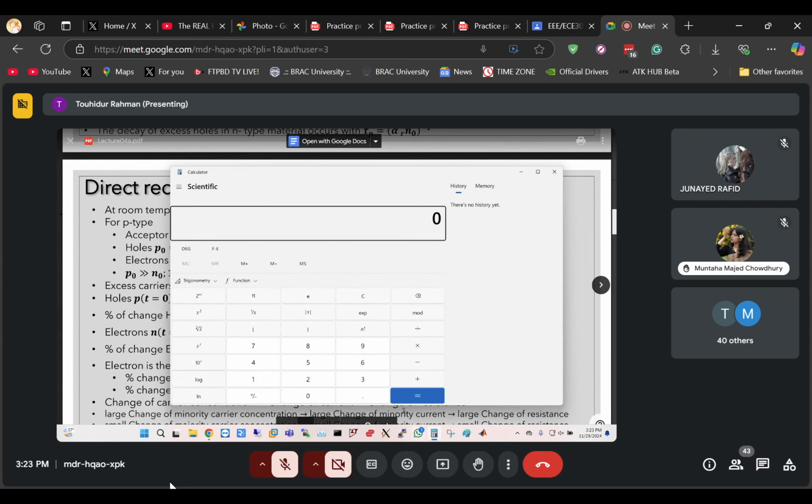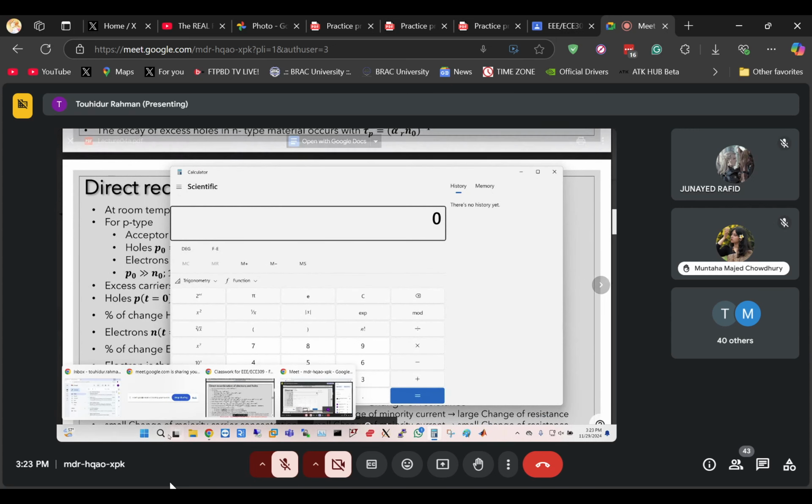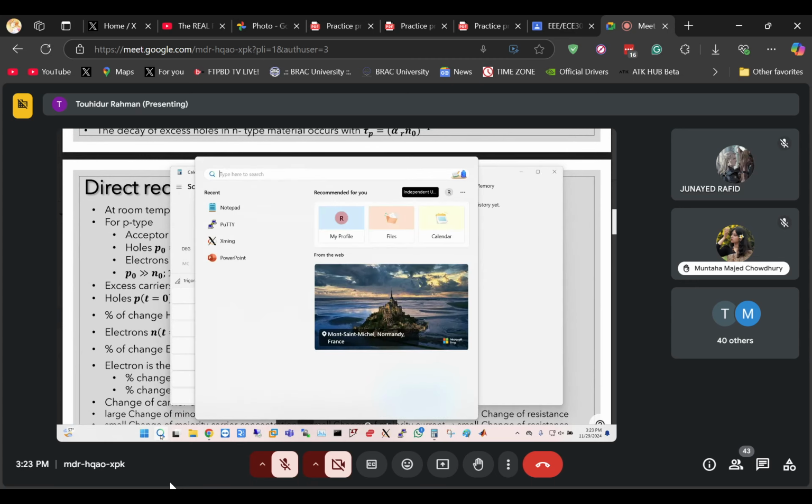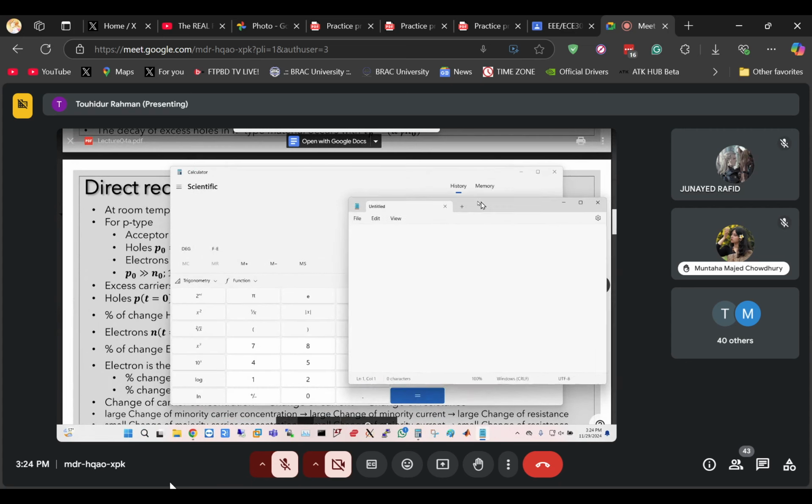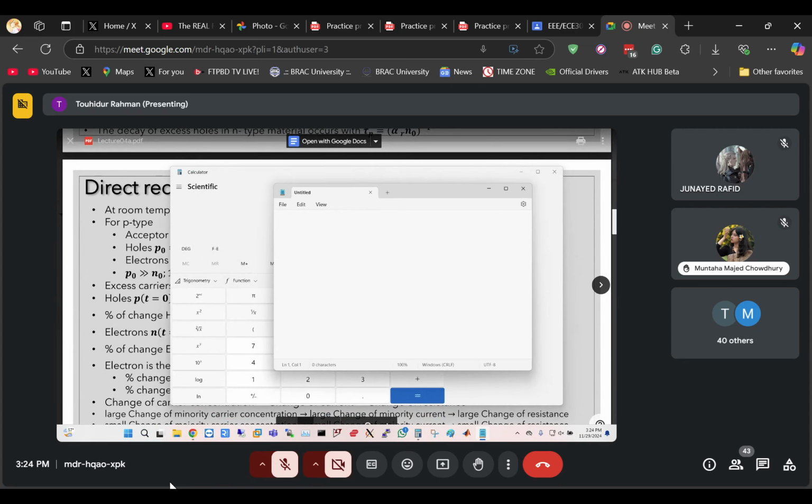So on the left hand side, you can lower your hand. I mean, how do I say, raise your hand, but lower your hand. Okay. N0 times P0 equal to Ni.